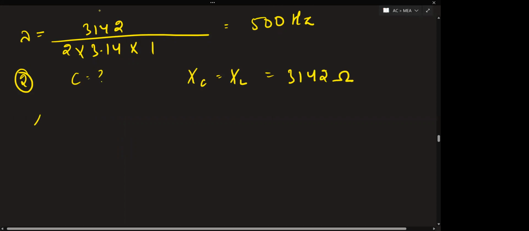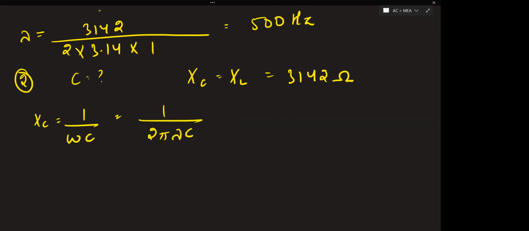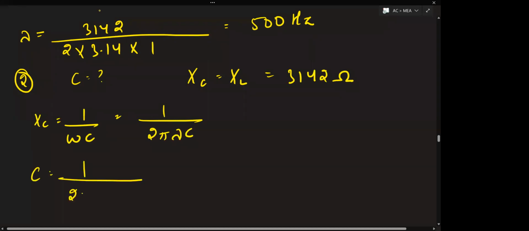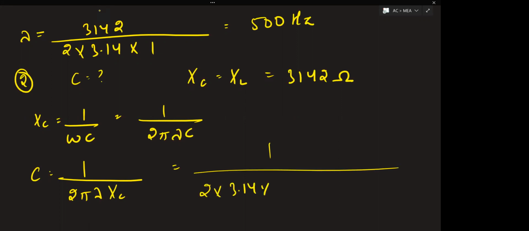So XC is equal to what? XC is equal to 1 by omega C, which means 1 by 2 pi nu C. So C is equal to what? Exactly. C from here will be equal to 1 by 2 pi nu XC. Just interchange these two. So when you put this, you get 2 into 3.14. Frequency was 500. And XC is 314. When you solve this, you will get your answer as 0.11 microfarad.